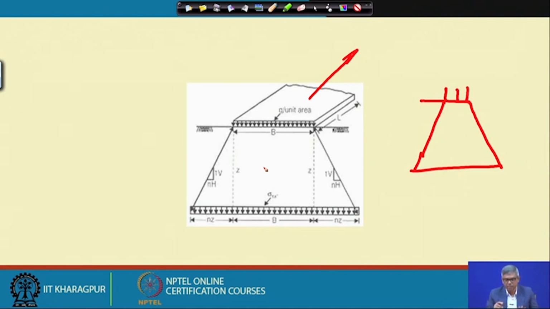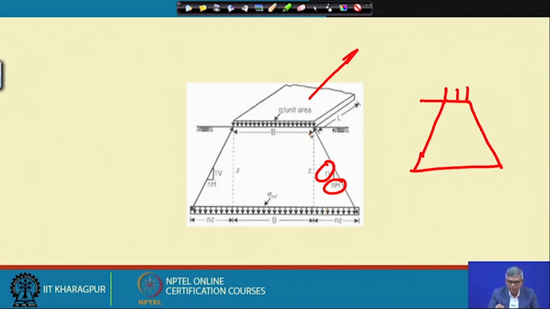In most common practical work, we generally take one vertical, two horizontal, or one horizontal, but it can be anything. That is why I am showing here first the generalized one vertical, N horizontal. In that case, at any depth we can imagine the footing area is increasing.